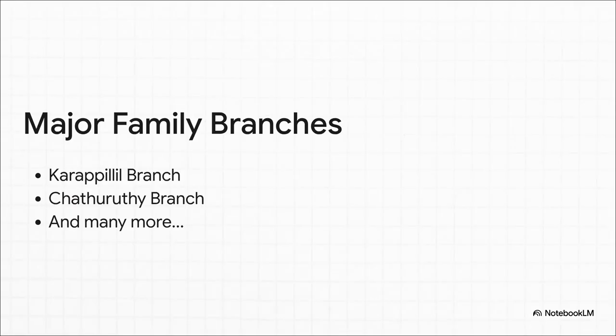And this one tree has its own major neighborhoods, you could say. As the generations went on, major offshoots started to form, like the Karapilil and the Chatharuti branches. And each one of those is a huge story in its own right, all nested inside this larger family saga. So just how deep does this family map go? In total, it documents 11 distinct generations. I mean, just think about that for a second. 11 layers of history, all connecting those original founders to the present day. That's a truly incredible feat of family record-keeping.